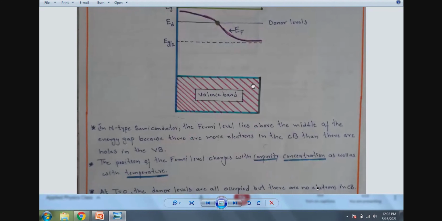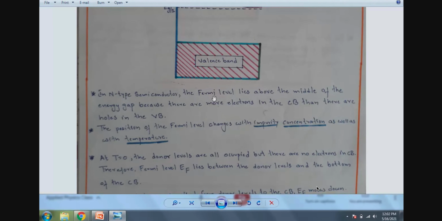So let me pick this, this is off of the energy gap. Now let me explain why this curve exists. In an n-type semiconductor, the Fermi level lies above the middle of the energy gap, because there are more electrons in the conduction band than there are holes in the valence band, isn't it? That is why the Fermi level lies above the middle of the energy gap.